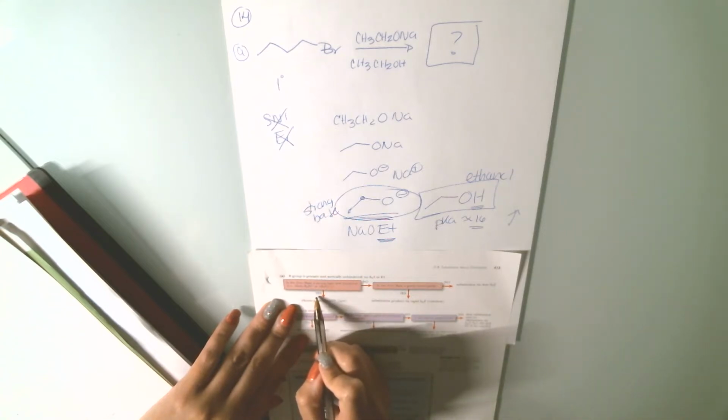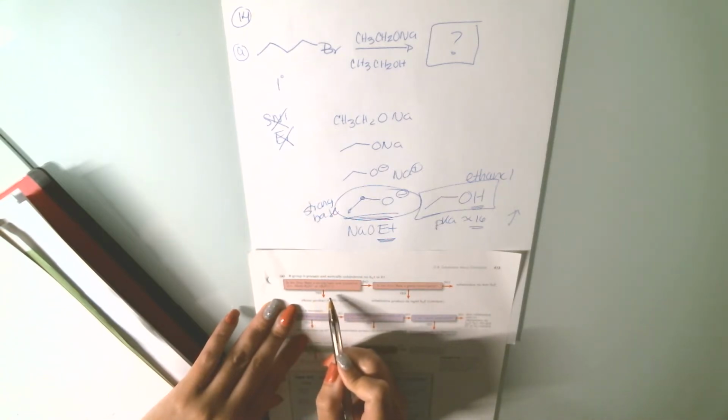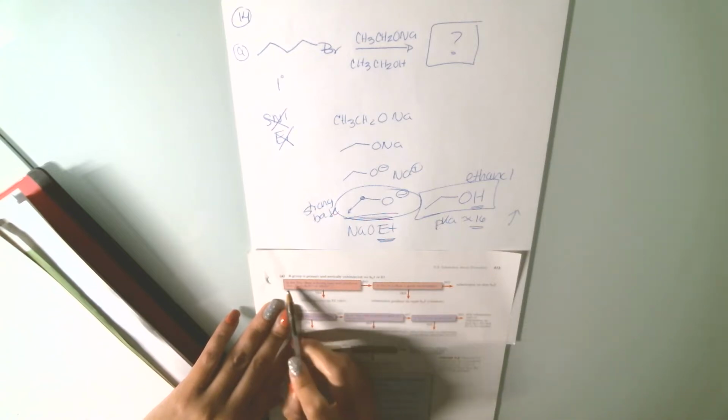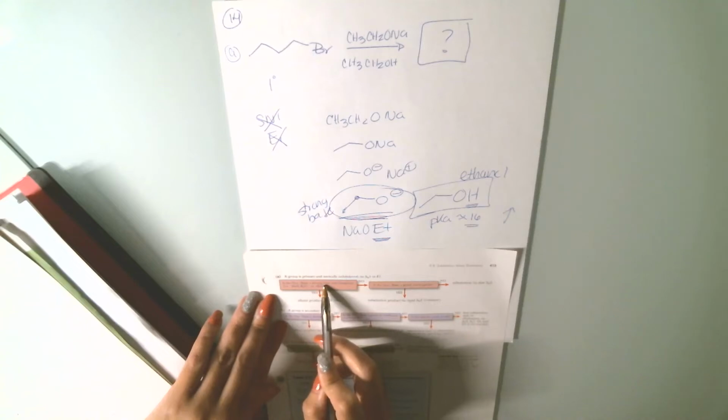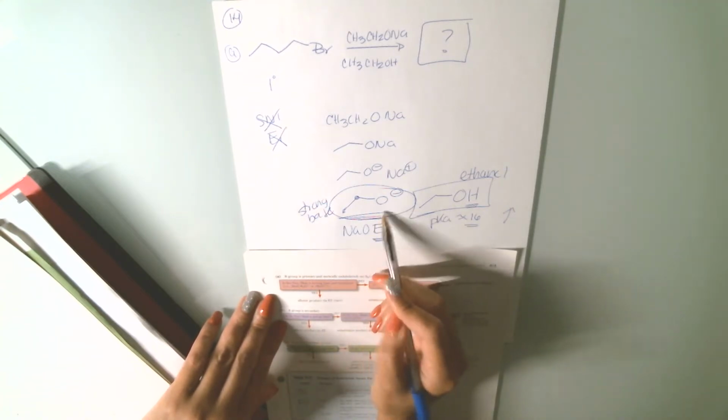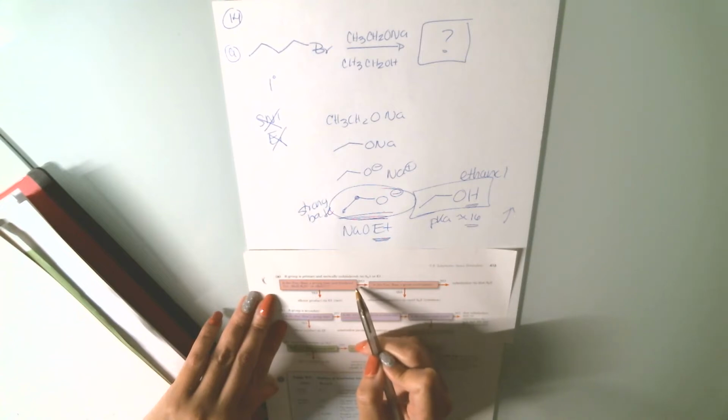Then what will be the answer to this question? Let's read it again. Is the nucleophile/base a strong base and hindered? Yes, it is a strong base, but it's not hindered. It's not bulky. It's not big. It's a small base. So let's go ahead and answer no.